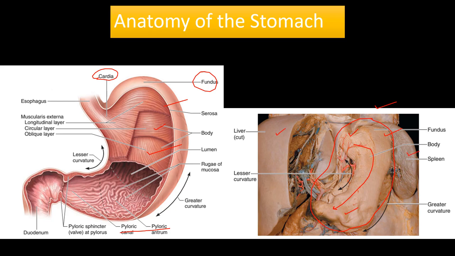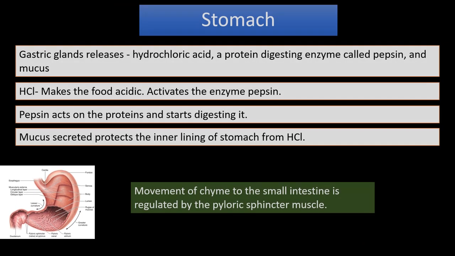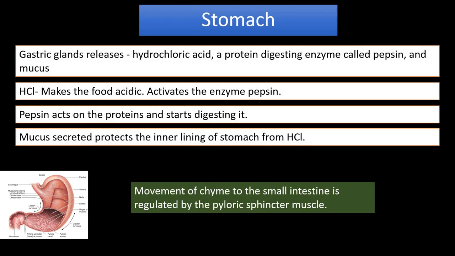Now as you can see here, I was talking about the sphincter in the previous case. There is another sphincter here, which allows the food to move from the stomach to the duodenum or the small intestine. There is again a regulatory mechanism, the pyloric sphincter, which regulates the movement of food from the stomach to the small intestine. Now there are gastric glands present in the walls of the stomach, and these gastric glands release typically three components.